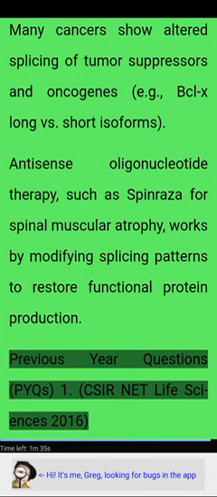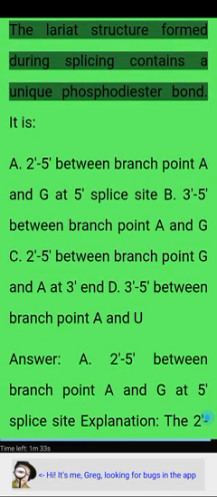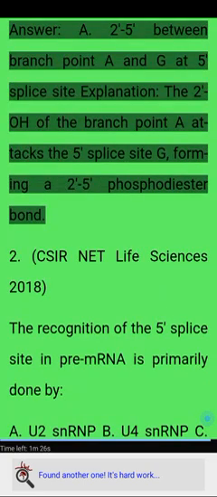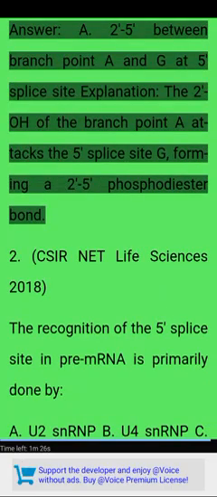Previous year questions, PYQs. 1. CSIR NET Life Sciences 2016. The lariat structure formed during splicing contains a unique phosphodiester bond. It is: A, 2'-5' between branch point A and G at 5' splice site; B, 3'-5' between branch point A and G; C, 2'-5' between branch point G and A at 3' end; and D, 3'-5' between branch point A and U. Answer: A, 2'-5' between branch point A and G at 5' splice site. Explanation: the 2' OH of the branch point A attacks the 5' splice site G, forming a 2'-5' phosphodiester bond.